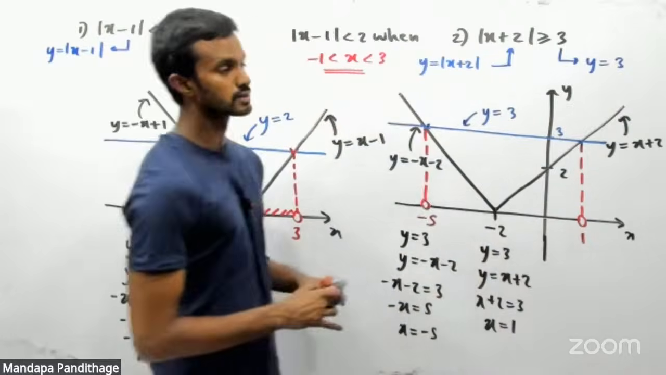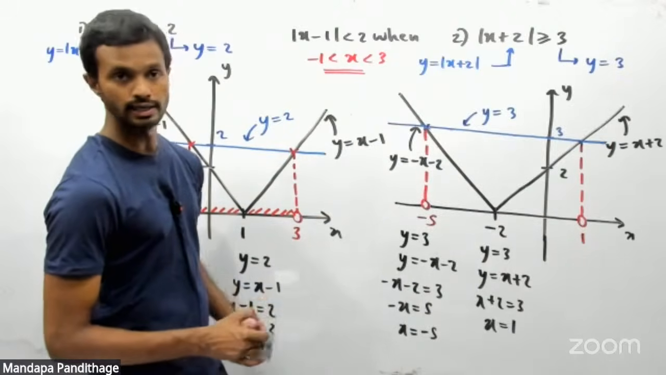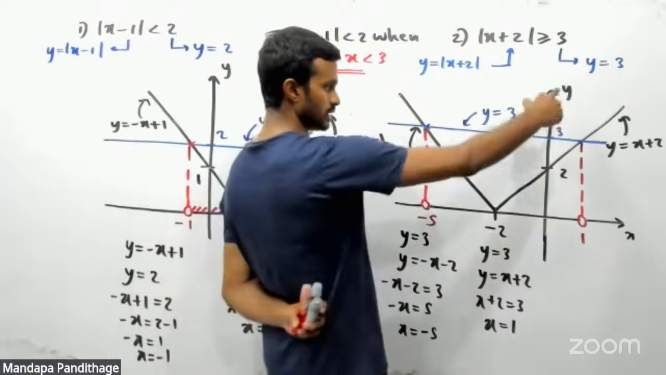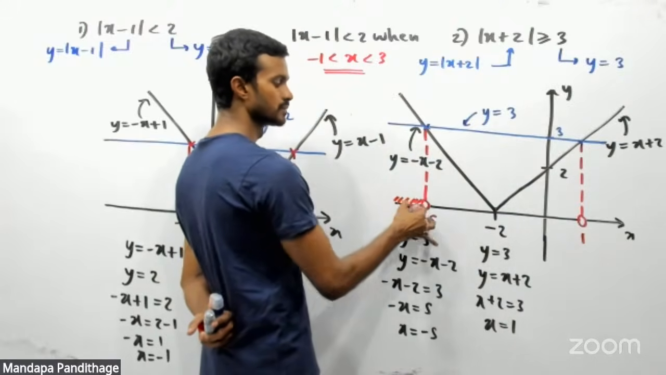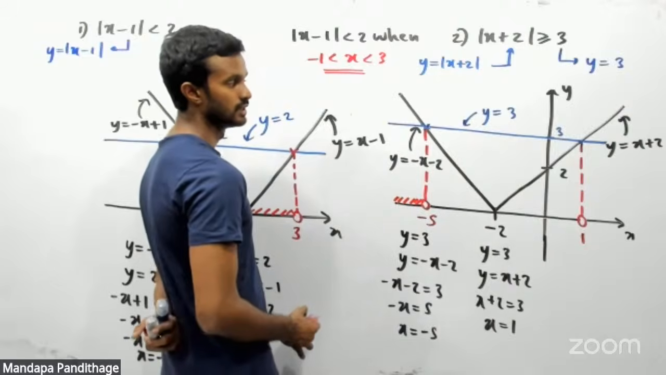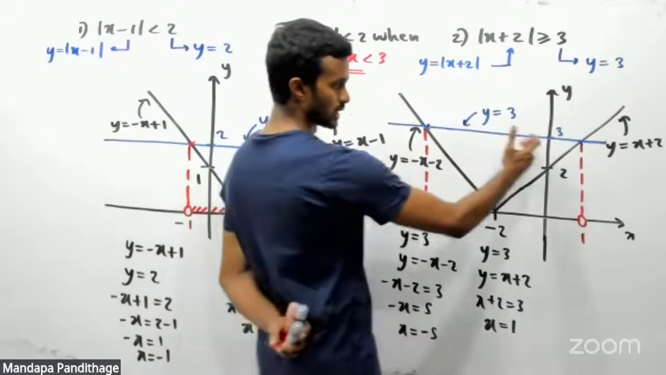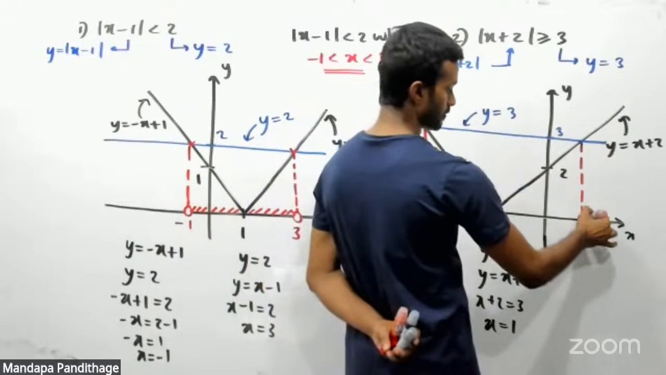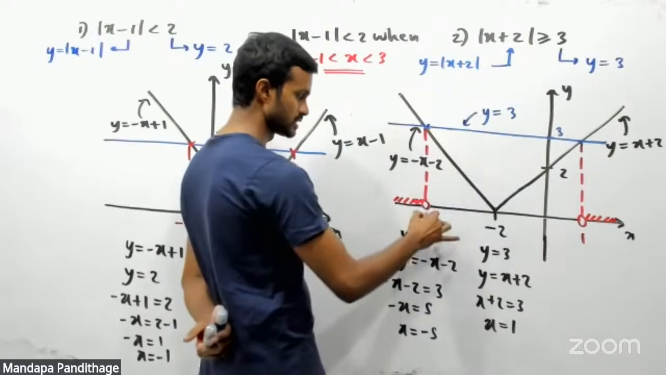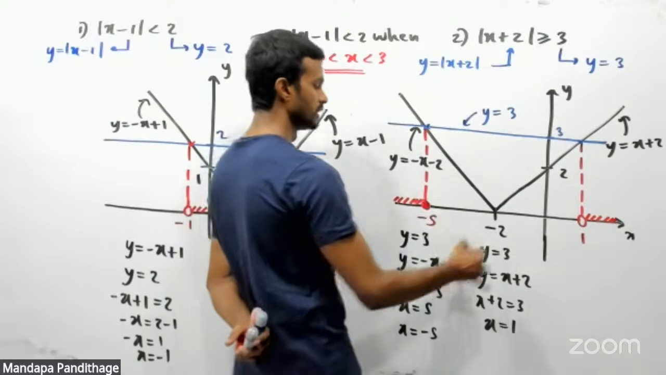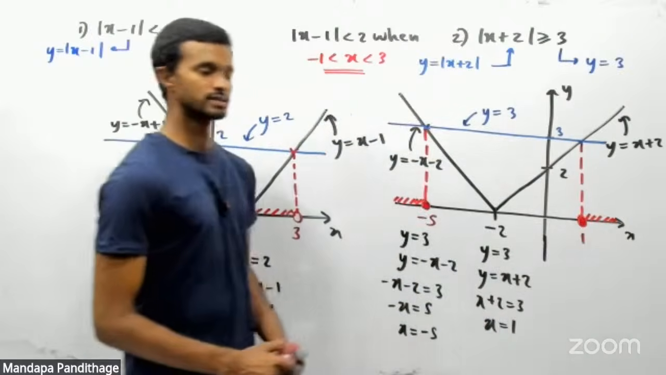Then look at the logic. We are supposed to find the range where modulus x plus 2 is greater, which means the black colored one is greater. It's clear the black colored one is greater in this region, and in this region. In the middle region, the blue colored one is greater. After this point of intersection, the black colored one is greater again. But here there's an equal mark, so when we have an equality, we have to consider the points of intersection.